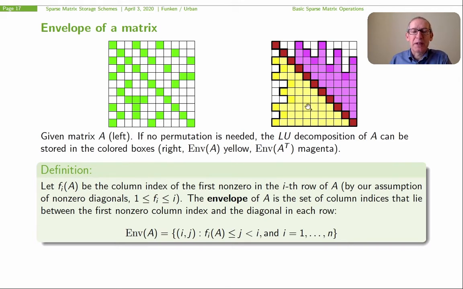Possible entries we will get or fill in the envelope, or Hülle in German, which is defined the following. So we have some fi of A. This is the column index of the first non-zero entry in the i-th row of our matrix A. Our assumption is that we have non-zero diagonals and the LU decomposition will be possible. And the envelope of A is the set of column indices that lie between the first non-zero column index and the diagonal in each row. So where we get possibly fill-ins.